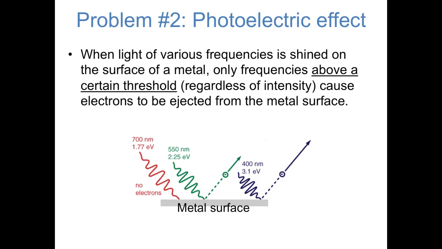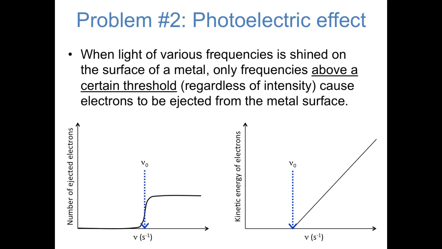Green light, which as we know has a higher frequency, does eject electrons. And blue light ejects electrons and causes those electrons to fly off the surface of the metal even faster. If we show this in graphical form, it looks something like this. In the graph on the left, we see that if we shine light at a low frequency, a small value of nu, nothing happens. No electrons are ejected. But once we hit a certain threshold frequency, everything above that does cause electrons to be ejected. And in the graph on the right, we see that above that threshold, the electrons are ejected faster and faster.